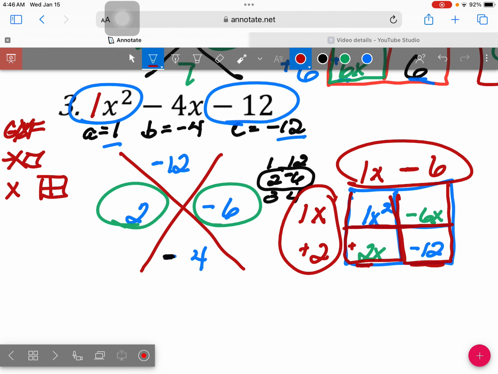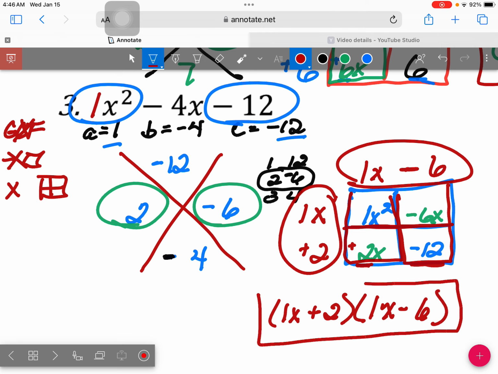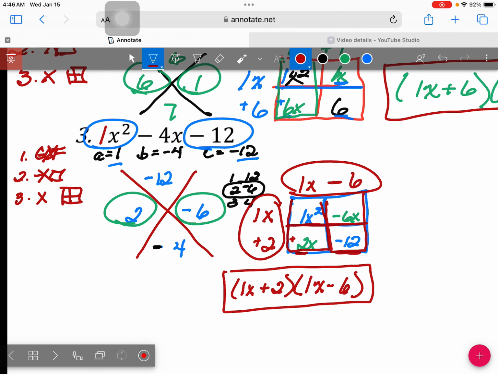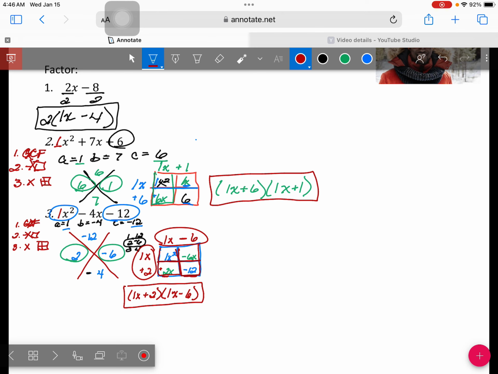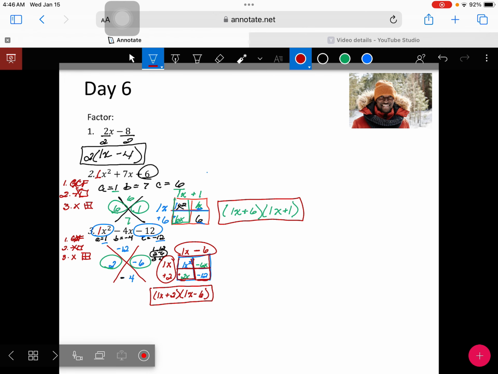So there's my answer. I do need to rewrite it. Okay. Times quantity 1x minus 6. And there is our factorization. So even though yesterday the lesson was on factorization where a was greater than 1, in this particular problem, we don't have that.